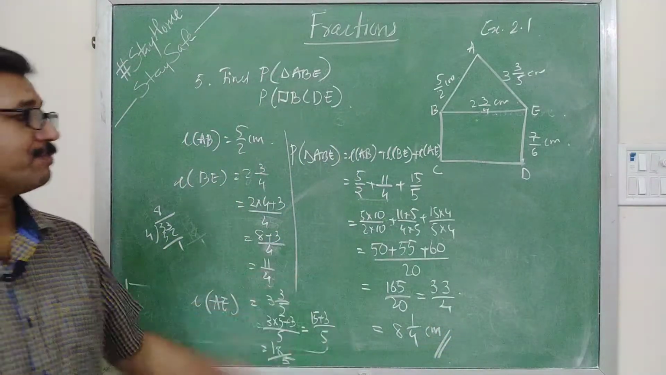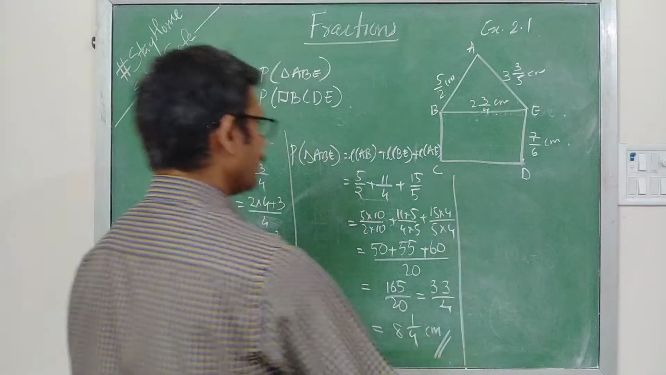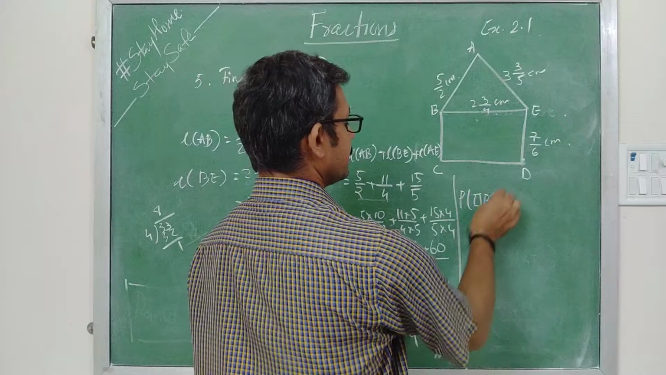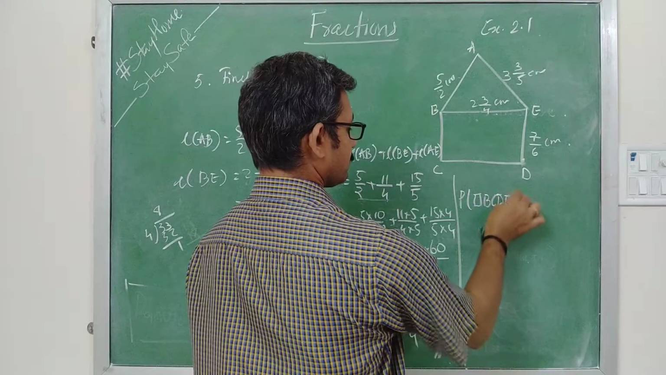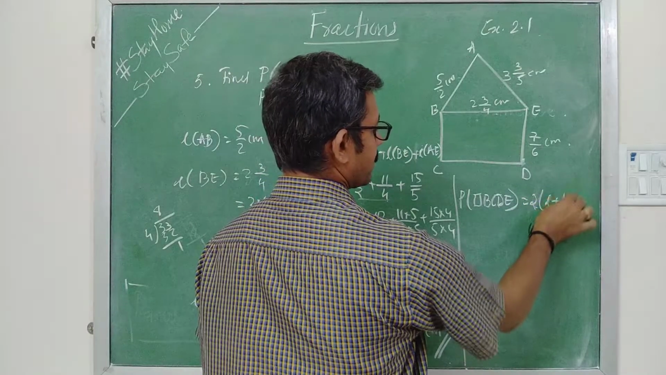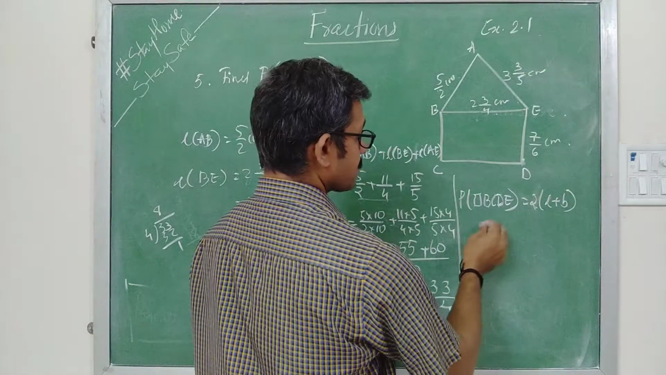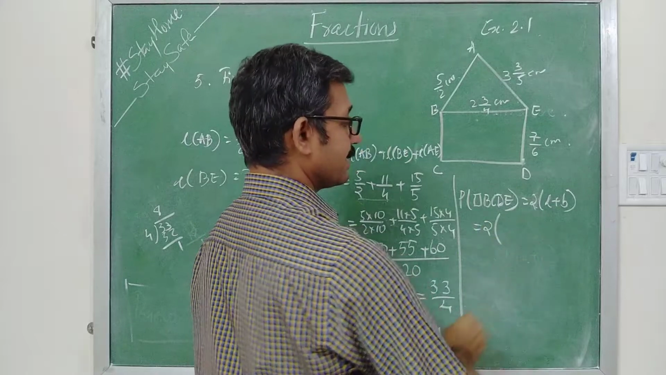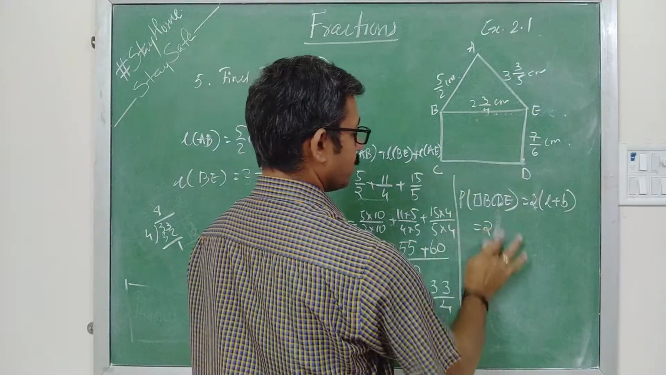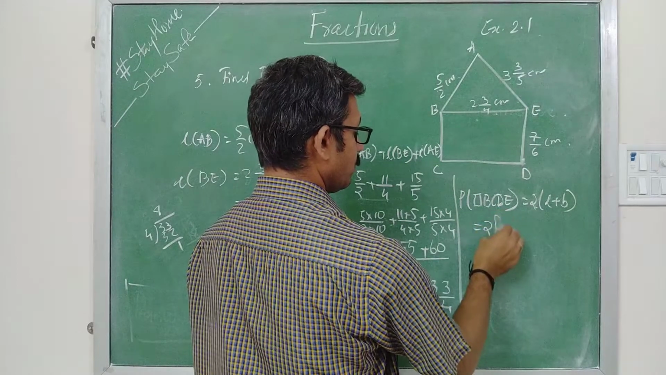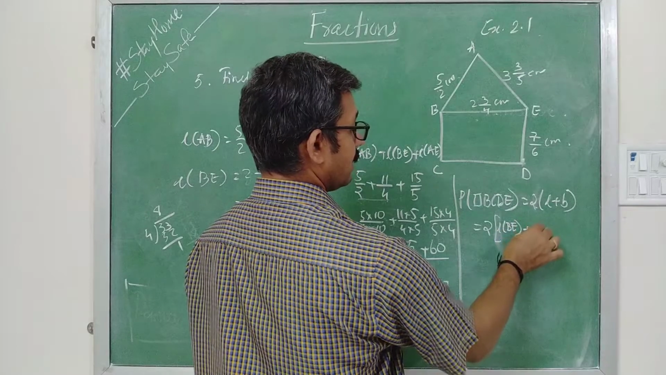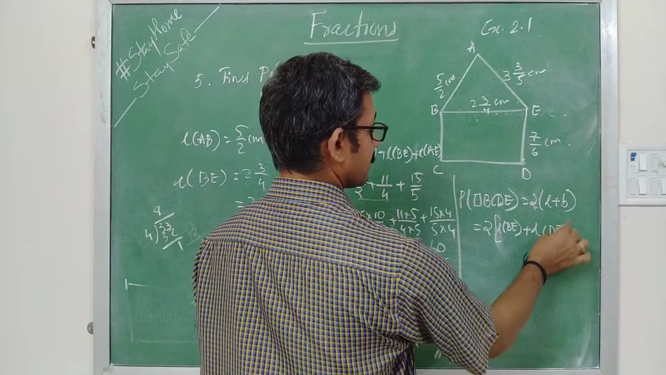Sure. The same way, we can find the perimeter of rectangle BCDE. That is 2 into length plus breadth. Now in this case, it is equal to 2 into, what is length here? You know that length means this, that is BE. I am going to write 2 into length of BE plus length of DE, that is the breadth here.